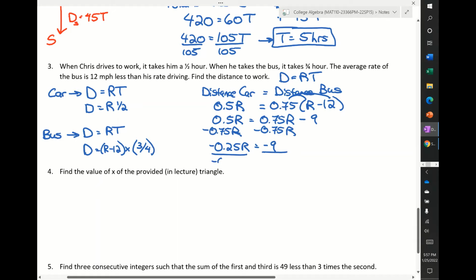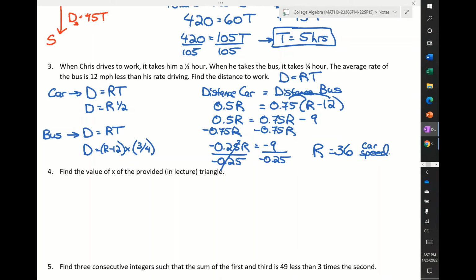We divide both sides by negative 0.25. We get r is equal to 36. This is the speed of the car. And that's nice, but that's not the answer to the question, right? Does anyone know what the answer to this question would be?